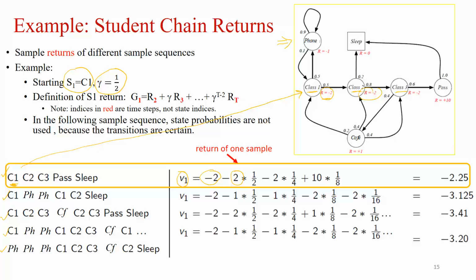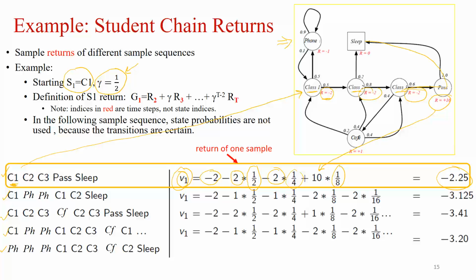Now don't forget to add the discount factor, which is 1/2 here, and we know that this discount factor, we start with exponent of 1, then exponent of 2, 3 along the way. Then when I exit state 3 to pass here, I have a reward of -2, which is right here, and we multiply it with gamma to the power of 2. And when I exit pass to sleep, I get a reward of 10, which is right here, and I multiply it by 1/8. So the value for the state given this sequence is -2.25.